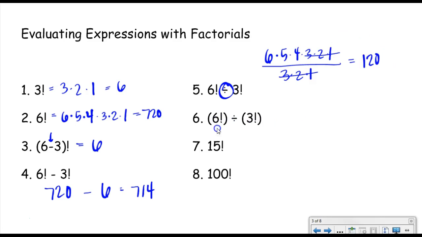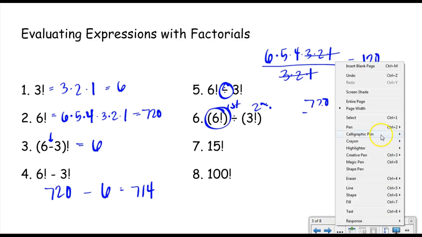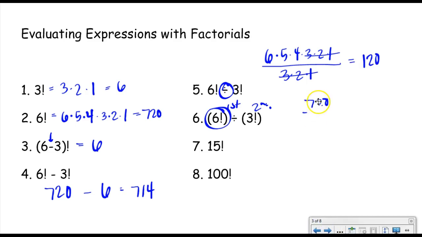This one's written differently. Now this one says you do 6 factorial first, and then you divide by 3 factorial. So 6 factorial, 720, divided by 3 factorial, so 6. Put that in my calculator, and I get 120.